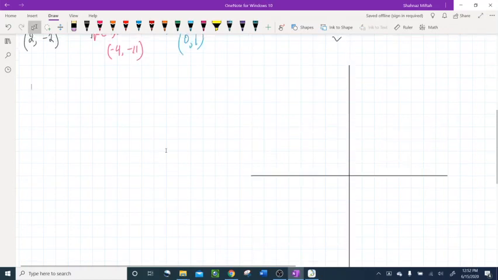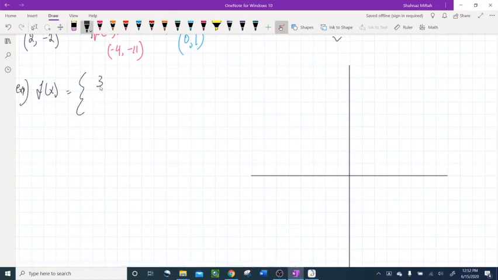Here's the example. I'm going to start. Example number 2: I have f of x equal to a piecewise function, 3x minus 1 when x is less than or equal to 0, and x plus 3 if x is greater than 0. And how do we graph this?